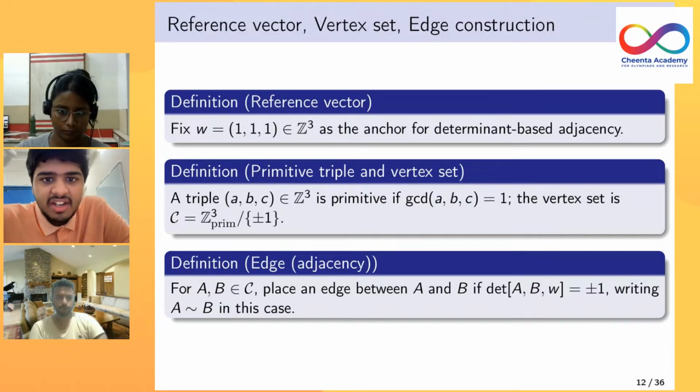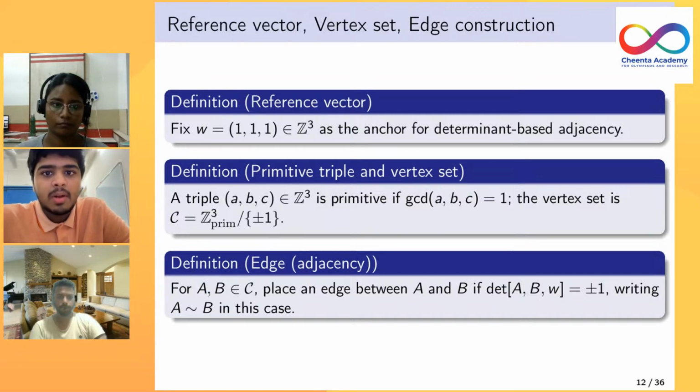I also construct an edge between vertices A and B where the determinant of (A, B, W) is plus or minus 1. Geometrically, this determinant is the oriented volume of the parallelepiped spanned by A, B, and W. And the plus or minus 1 condition is the minimal non-zero value, mirroring the two-dimensional condition extended from the Farey sequence.